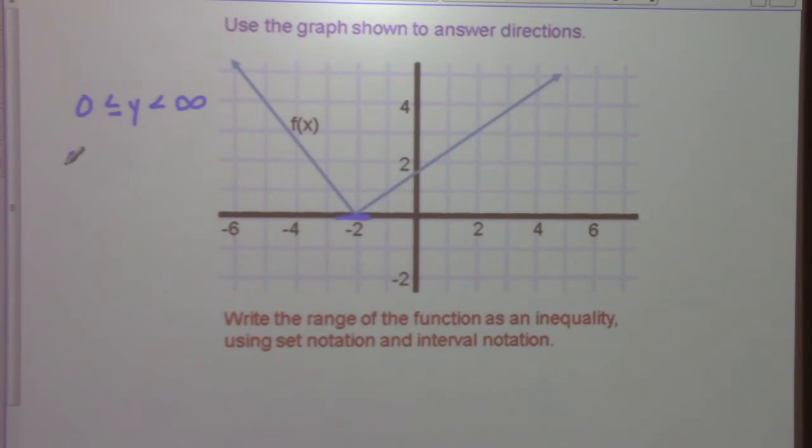Now, set notation: y such that y is greater than or equal to 0, right? Okay. And then interval notation, what is that going to look like? Bracket, 0, comma, infinity, parentheses. Okay, so there we are. All right.